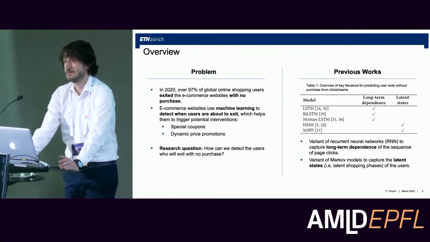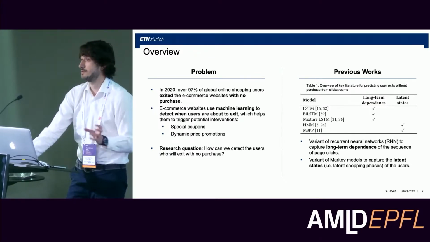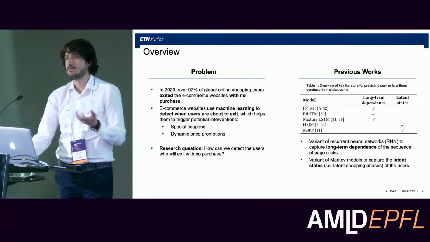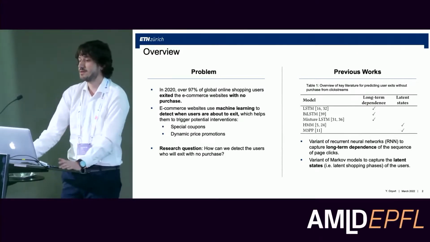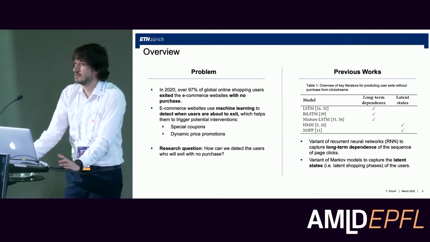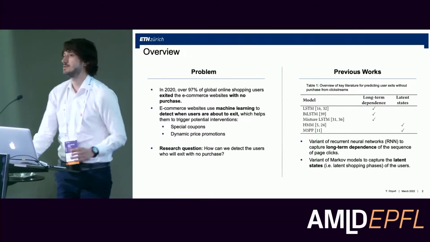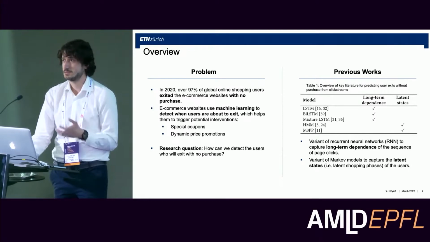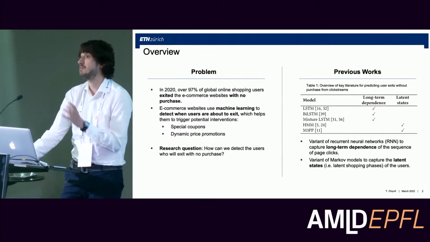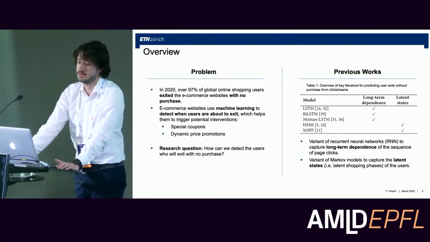For this, of course, there are some previous works. Previous works have modeled the sequence of page clicks of online users in mainly two different ways. The first approach is to use a variant of a recurrent neural network, like the LSTM models you can see over there, to capture the long-term dependence among the sequence of page clicks. This leads to accurate prediction performance, but it doesn't have the ability to capture the latent shopping phases of the users, which is a nice thing to have for interpretability reasons.